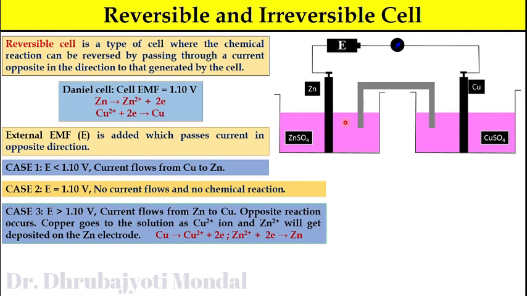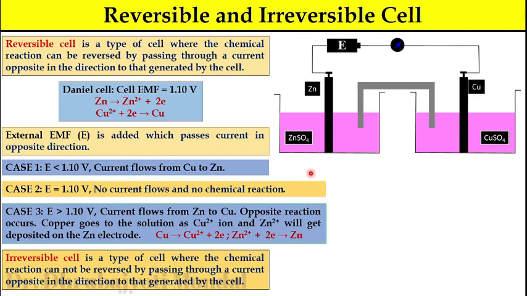So if you are asked to tell an example of a reversible cell, the answer is Daniell cell. Okay, so again, see the definition. Reversible cell is a type of cell where the chemical reaction can be reversed. Here the chemical reaction is reversed by passing through a current opposite in the direction to that generated by the cell. Okay, so this is the definition of reversible cell. This is the example of reversible cell.